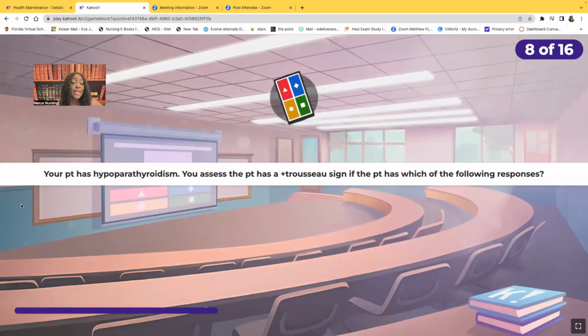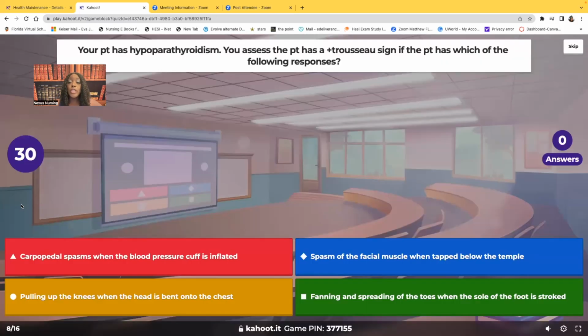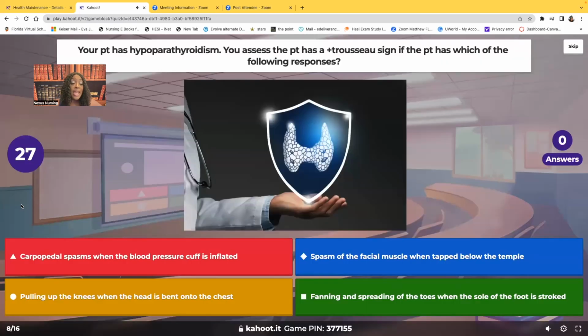Your patient has hypoparathyroidism. You assess that the patient has a positive Trousseau sign if the patient shows which of the following responses. Is it carpopedal spasms when the blood pressure cuff's inflated, spasms of the facial muscle when tapped below the temple, pulling up of the knees when the head's bent into the chest, or fanning and spreading of the toes when the sole of the foot is stroked? Which one is the positive Trousseau sign?